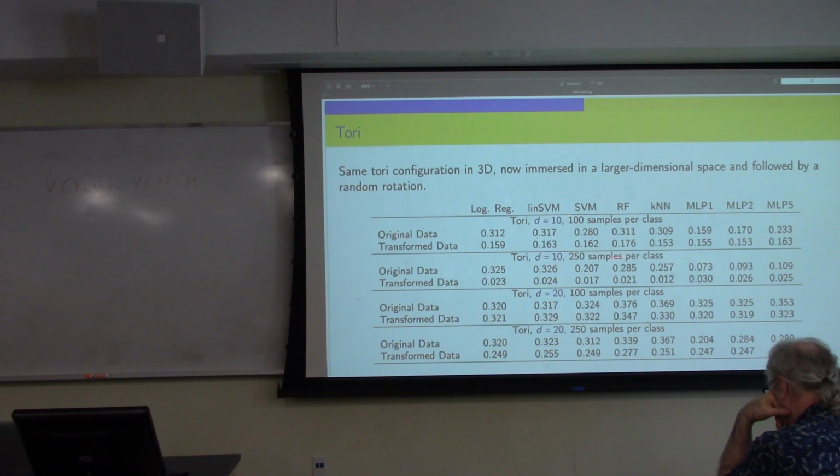If you have more samples, you have 250 samples per class, then you start doing better, but if you start adding dimensions, it's getting worse and worse. You can also compare the performances of the algorithm, and on that specific example, it looks like this diffeomorphic approach is comparable to every other approach, and sometimes a little better.